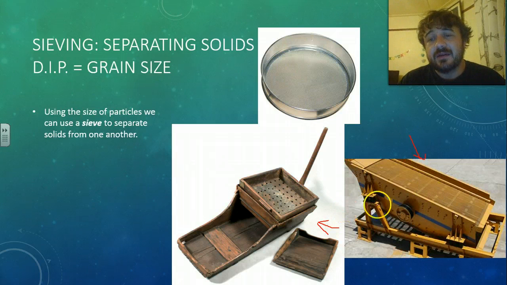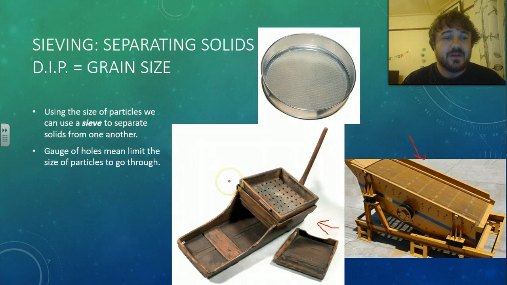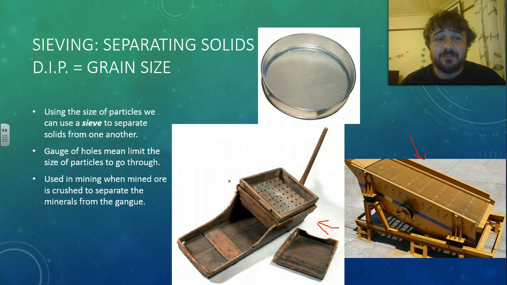Here is a more modern version. The gauge of holes, gauge meaning the size of holes, limits the size of particles that can go through. So if you are bigger than that gauge, you won't go through. It's used in mining to separate the minerals from the gangue. Now, gangue is pronounced gang, but it's spelled like that. That's the worthless stuff. Remember, something is an ore if it has economic value. Otherwise, it's not an ore, it's just a rock. Even if it's got gold in it, if it's of no economic value, it's useless. So the gangue is the stuff that's left over.